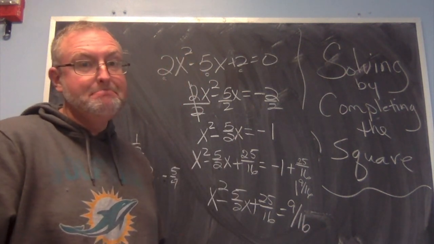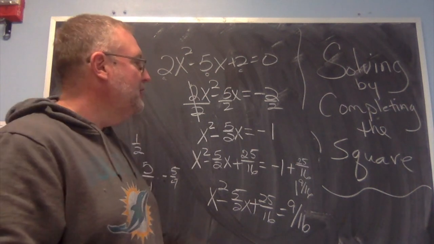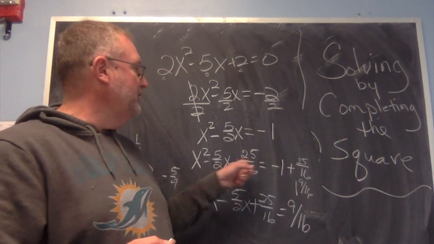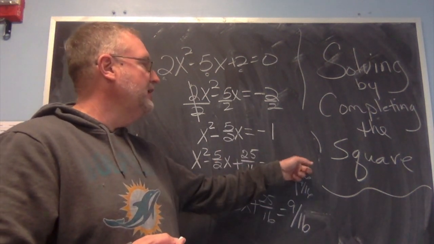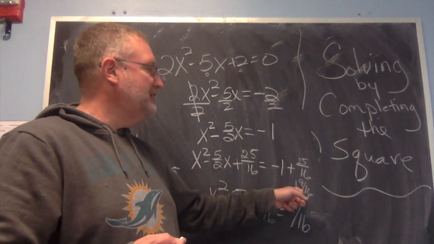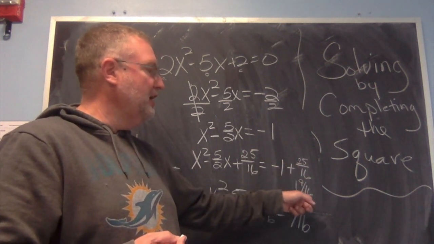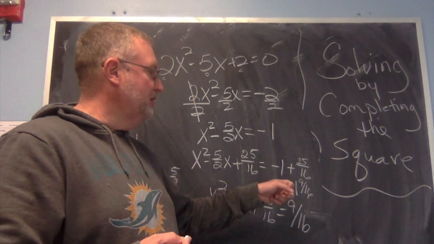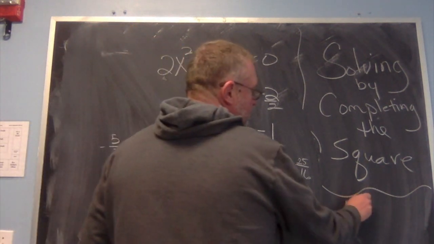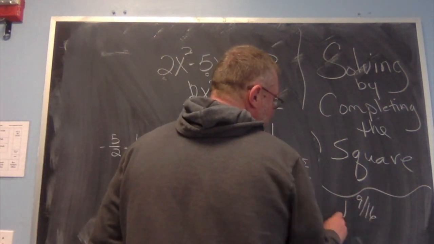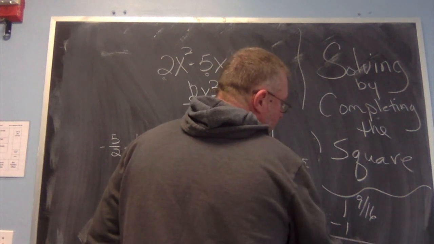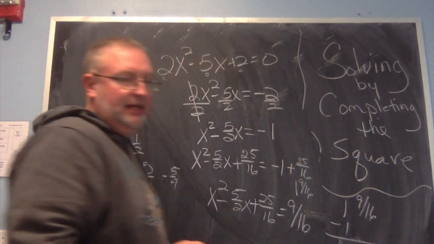Okay? I know. Rewind it if you need to. But again, I had negative 1. I had to add 25 over 16. And then 25 over 16 is the same as 1, and then the remainder of 9 over 16. I already had negative 1. So 1 and 9/16 minus 1, this is third grade, gives you 9/16. That's how I got that.